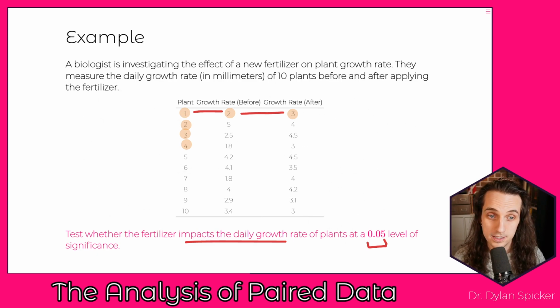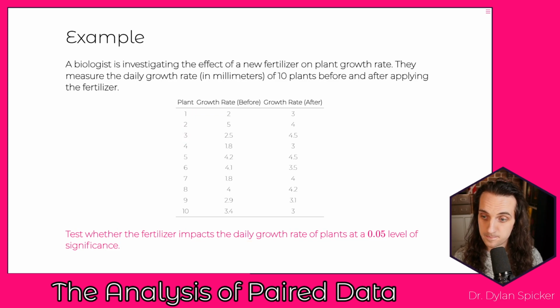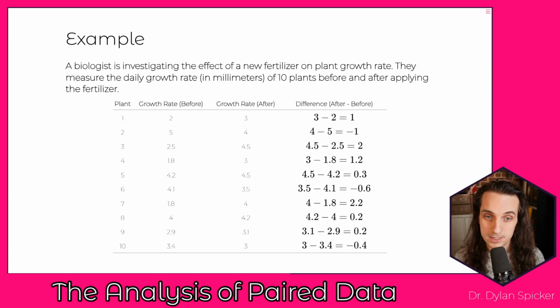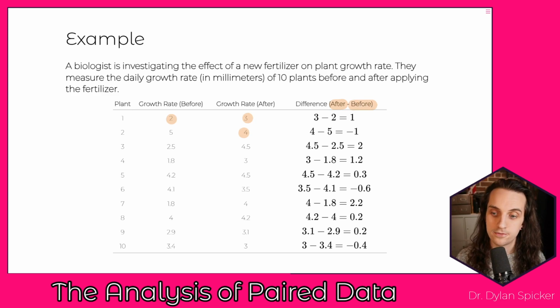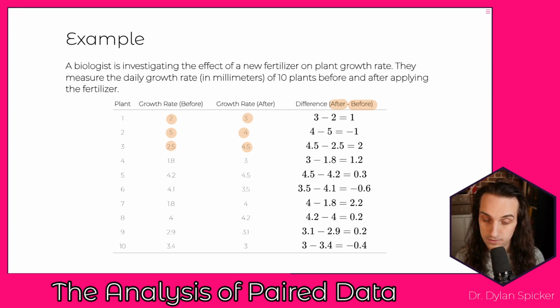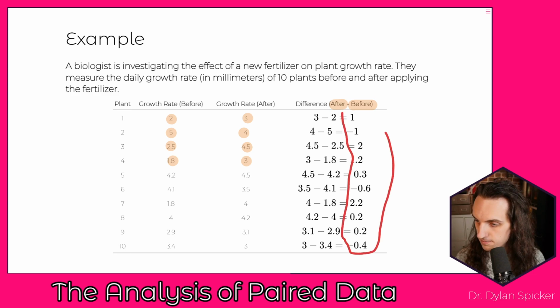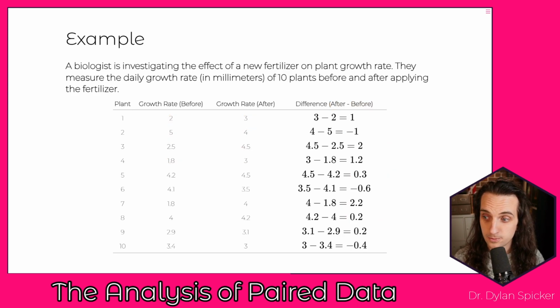Now we can work on the specifics. Here we're taking our differences, and the differences we're taking are after minus before. So we get our 3 minus 2 giving us the 1, the 4 minus 5 giving us the negative 1, 4.5 minus 2.5 giving us the 2, 3 minus 1.8 for the 1.2, and so forth, all the way through the observations that we have. Now we're thinking about these observations as being one single sample from a single population, and we're running a hypothesis test on the basis of that data.